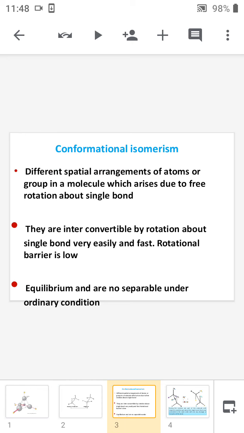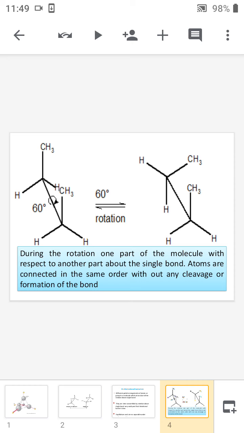One of the specialities of these conformers is that they are interconvertible by rotation about the C-C sigma bond, and this rotation is very easy and very fast, and the rotational barrier between the two conformers is very low. Now we are discussing this point in detail.